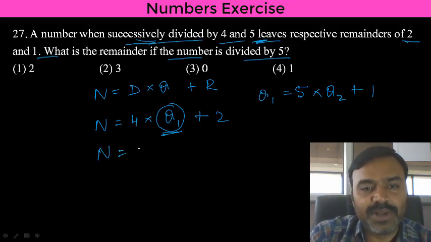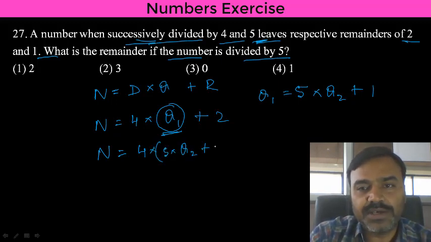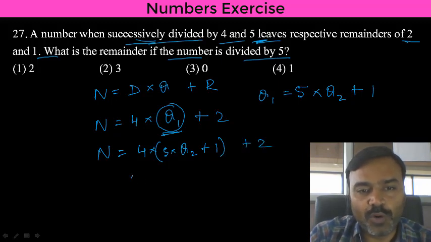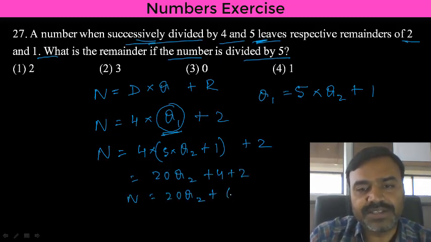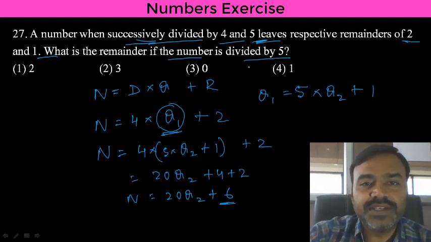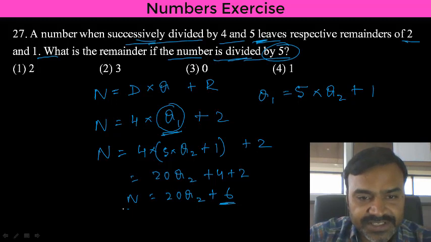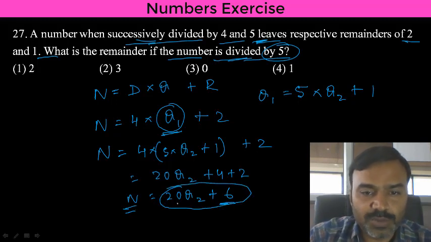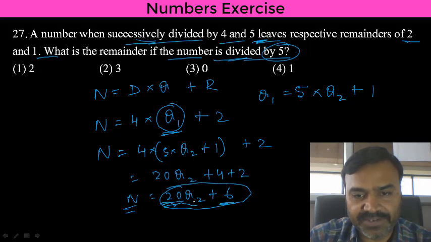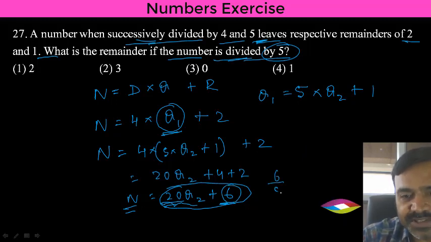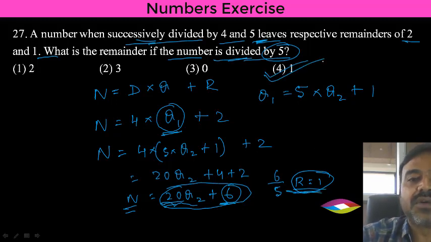So our original number n can be written as 4 into, in place of Q1, we can take 5 into Q2 plus 1, plus 2. If you open it, it will be 4 into 5, 20 Q2, plus 4 plus 2. So our number is actually 20 Q2 plus 6. Now the question is asking what is the remainder when the number is divided by 5? Now 20 Q2 is divisible by 5 because 20 is divisible by 5. So the remainder will come only from 6. 6 by 5, remainder is 1. Quotient is also 1 but we need the remainder. So the remainder is 1, that is the fourth option. Okay, let's go to the next question now.